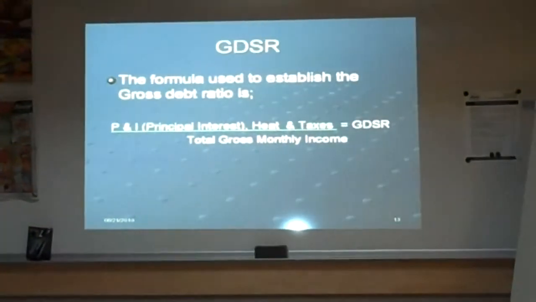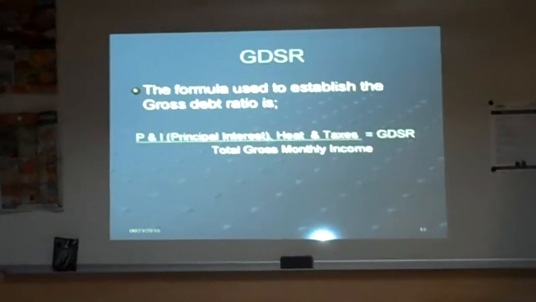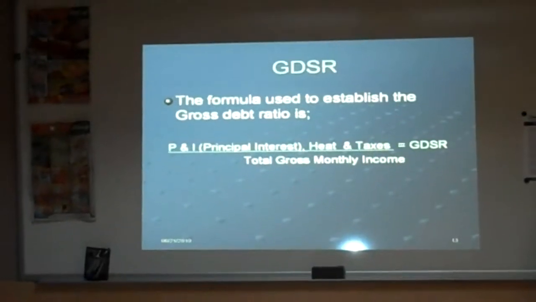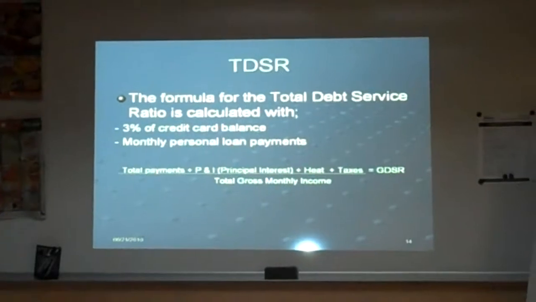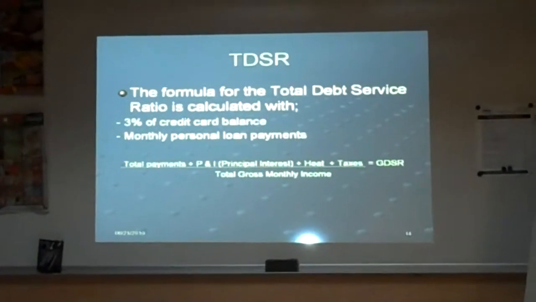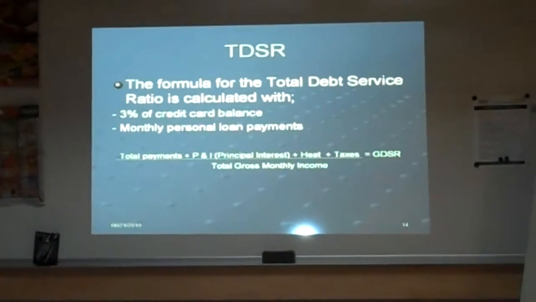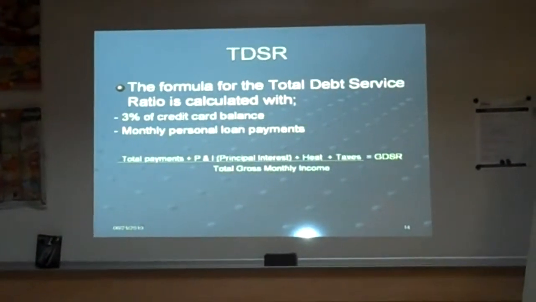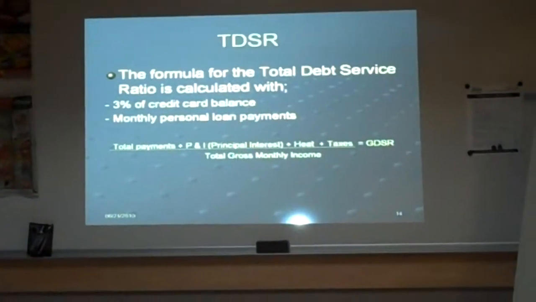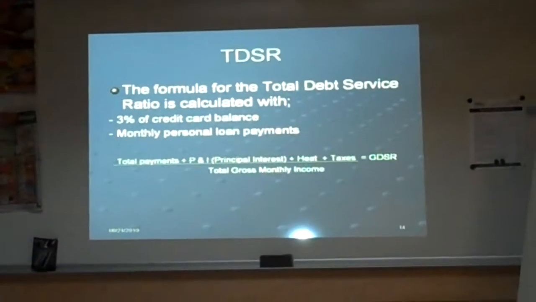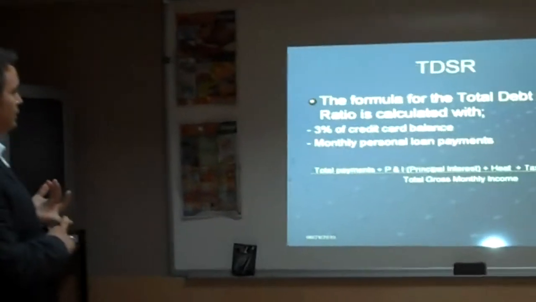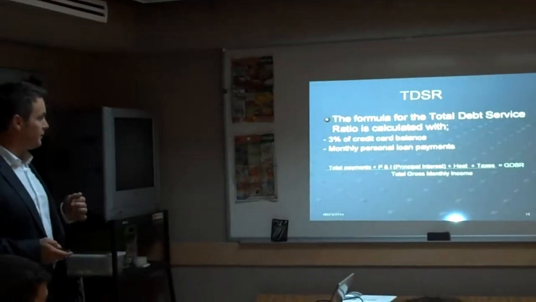E-taxes divided by your gross monthly income, or whatever you want to do it, yearly, or it's all the same, gives you your GDSR. Same thing for the TDSR, which is 3% of credit card balances or lines of credit, monthly personal loan payments, obligations such as a mobile home lease for a land or something like that, I would also put it in there. So total payments, PIHD divided by your total monthly income.